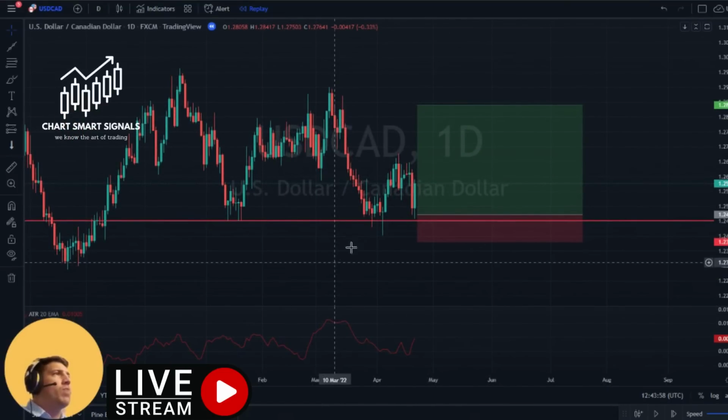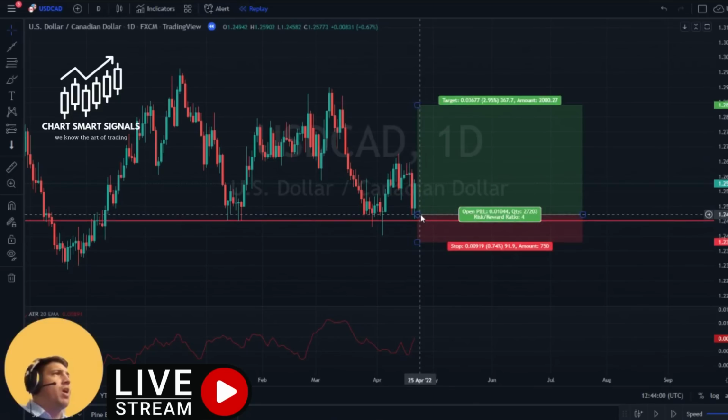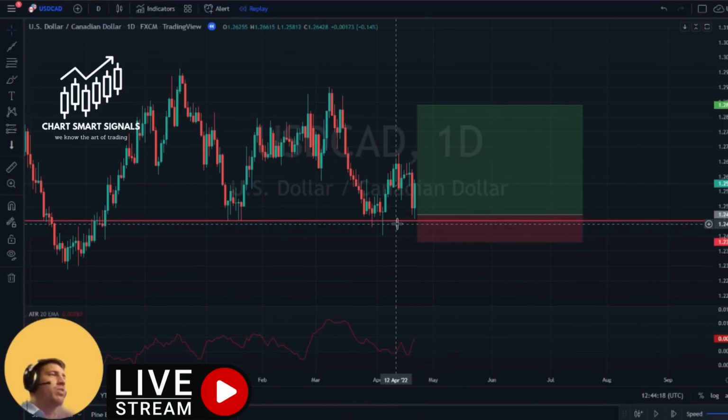Okay, so we've entered our long position over here. We're looking at a 367.7 pip win and potentially a 91.9 pip loss. Now, doesn't that just sound great in the ears in terms of risk to reward? It's just wonderful. It's definitely the way to go.